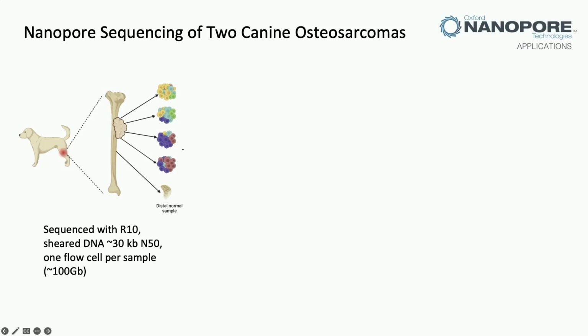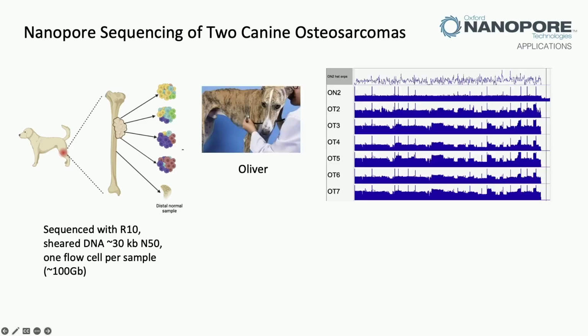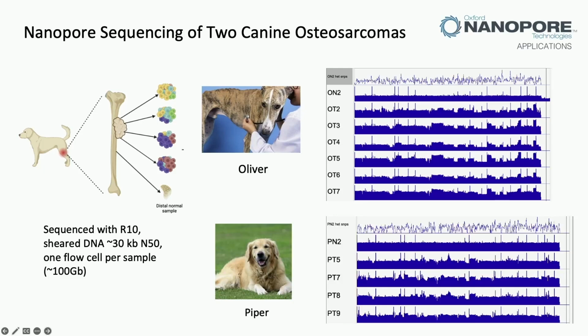So this is sheared DNA. We got really nice data. We were pretty happy with it. It worked really well. And this is tumor DNA extraction, so we didn't have any issues with that. And these are the coverage profiles for different sites. As you can see, there's quite a bit of structural variant aberrations. And so these are the 2 dogs, Oliver and Piper.